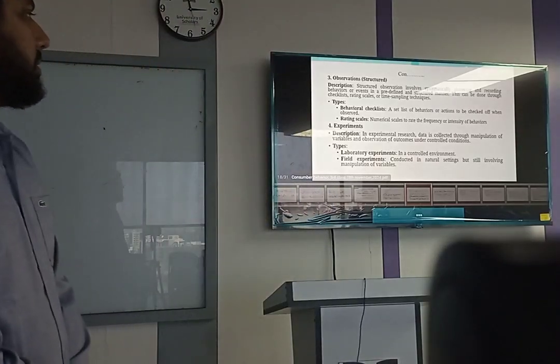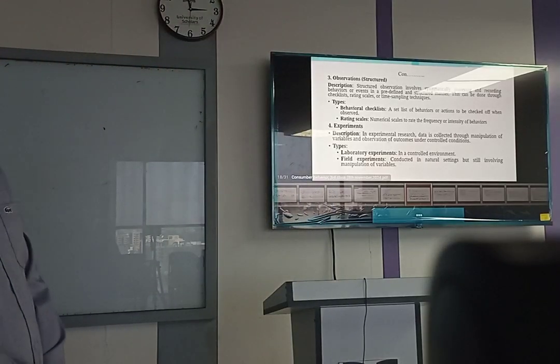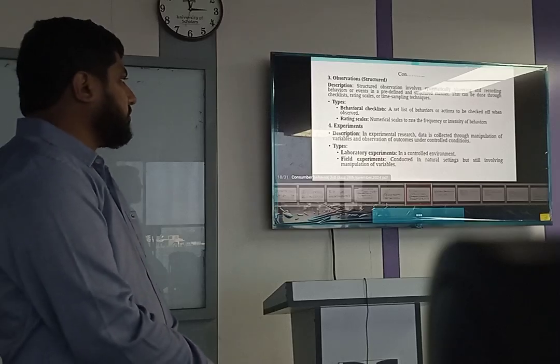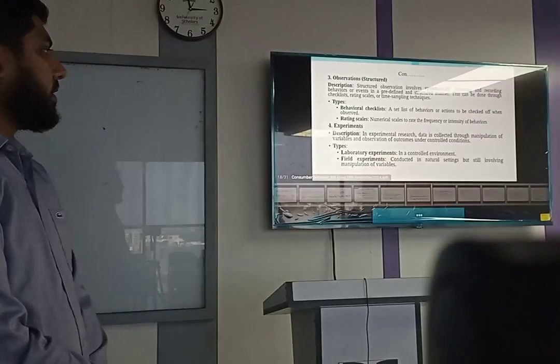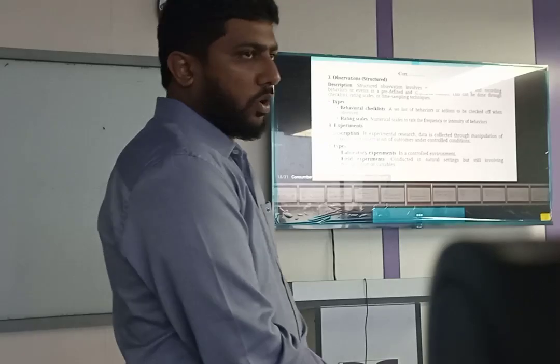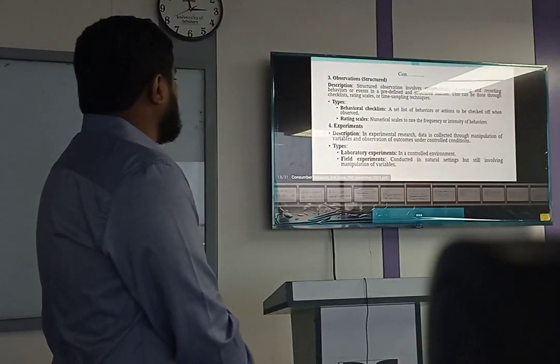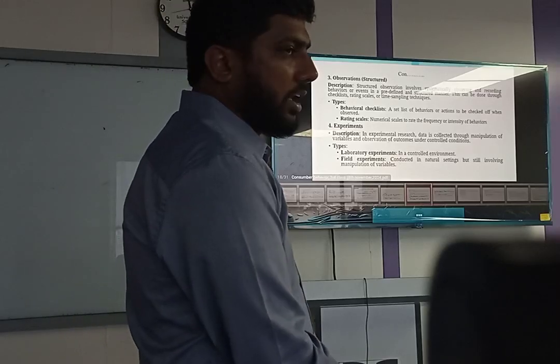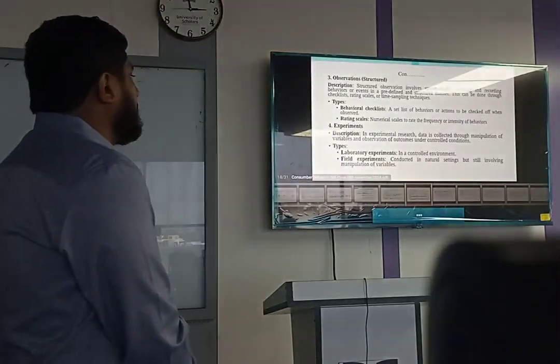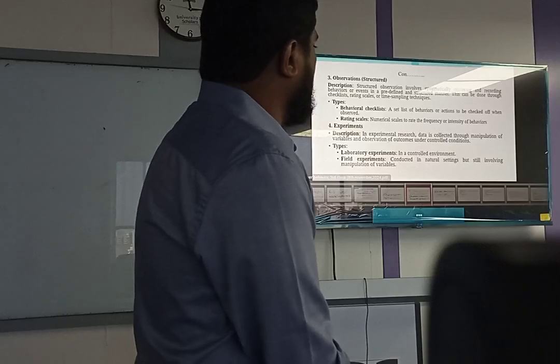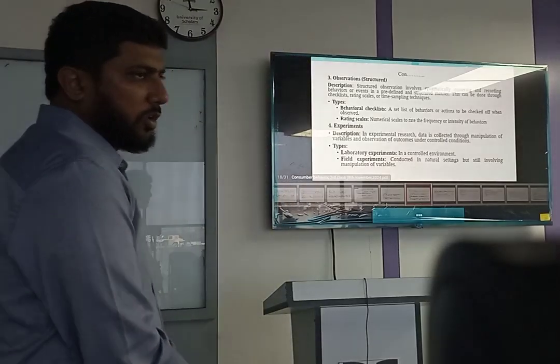Rating scales: numerical scales to rate the frequency or intensity of behaviors. Experiments. Description: in experimental research, data is collected through manipulation of variables and observation of subjects under controlled conditions. Examples: laboratory experiment, which can be done in a controlled environment. Field experiment, conducted in a natural setting but still involving manipulation of variables.